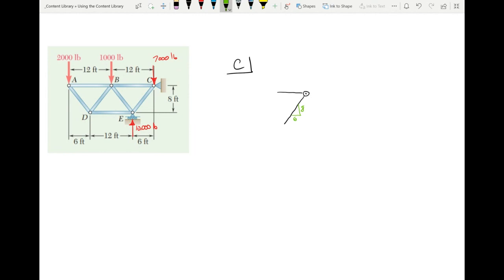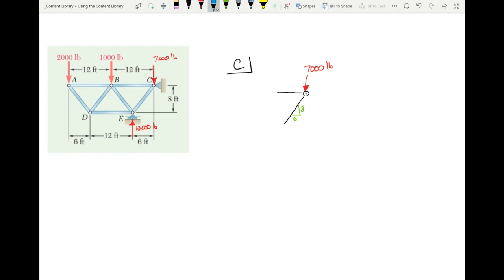So there's that. The next thing we have to do is ask ourselves, are there any loads applied directly to the joint? And the answer is yes. We have a downward load of 7,000 pounds. And that downward load, that 7,000 pounds, is the reaction at C that we solved for earlier. That's why we needed the reactions first.